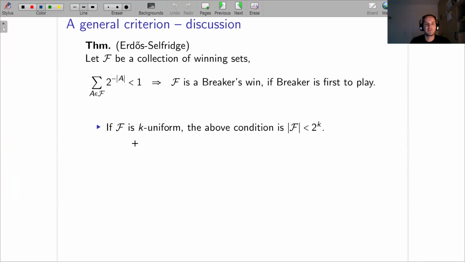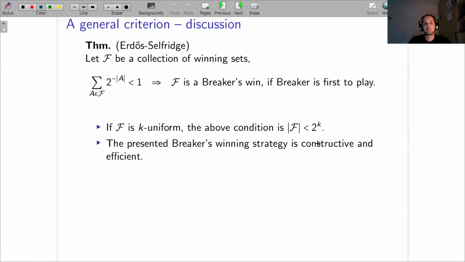So this condition, if the family is K-uniform, all the hyperedges have cardinality K, then this condition is even simpler. Just the family has less than 2 to the K elements. And then this breaker strategy is constructive, because the breaker wants to maximize the danger, and that's efficiently computed.